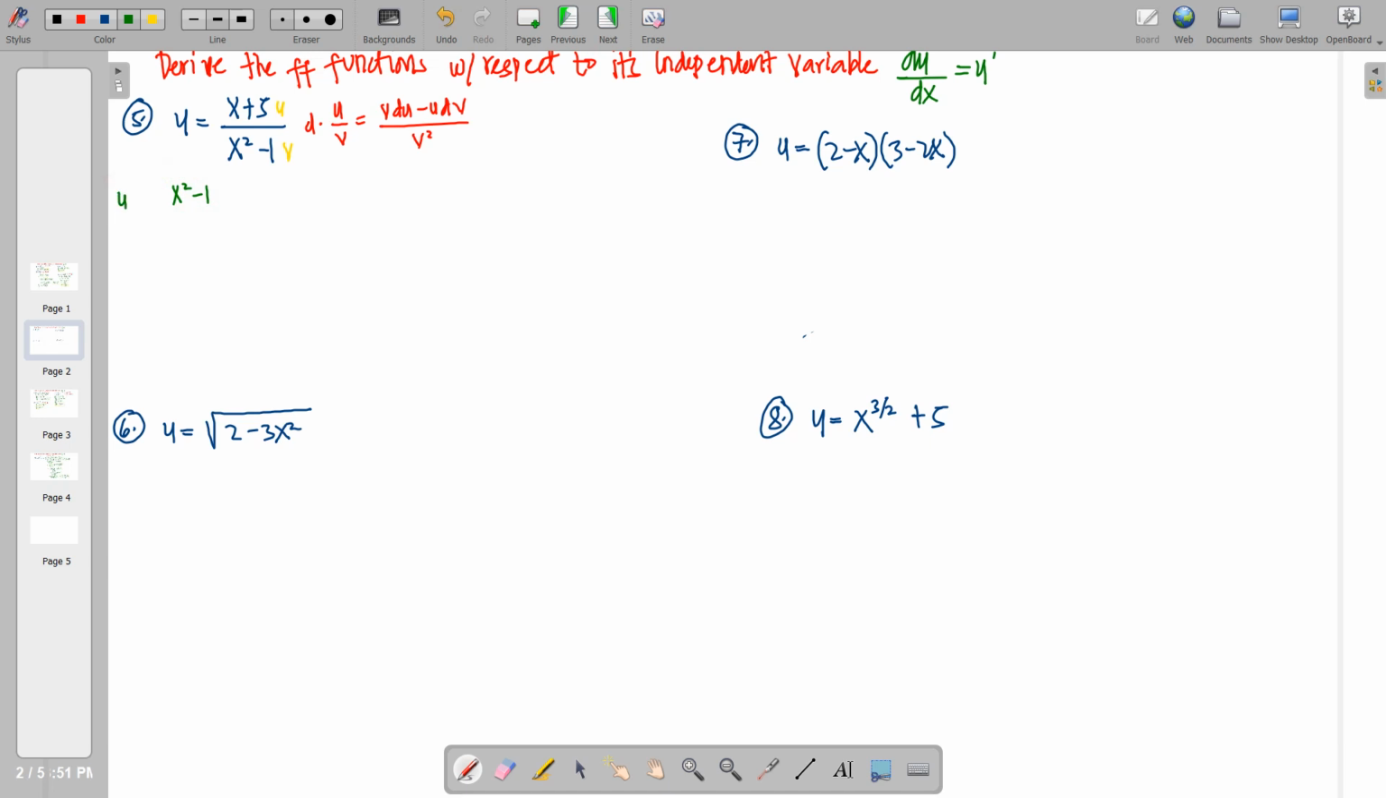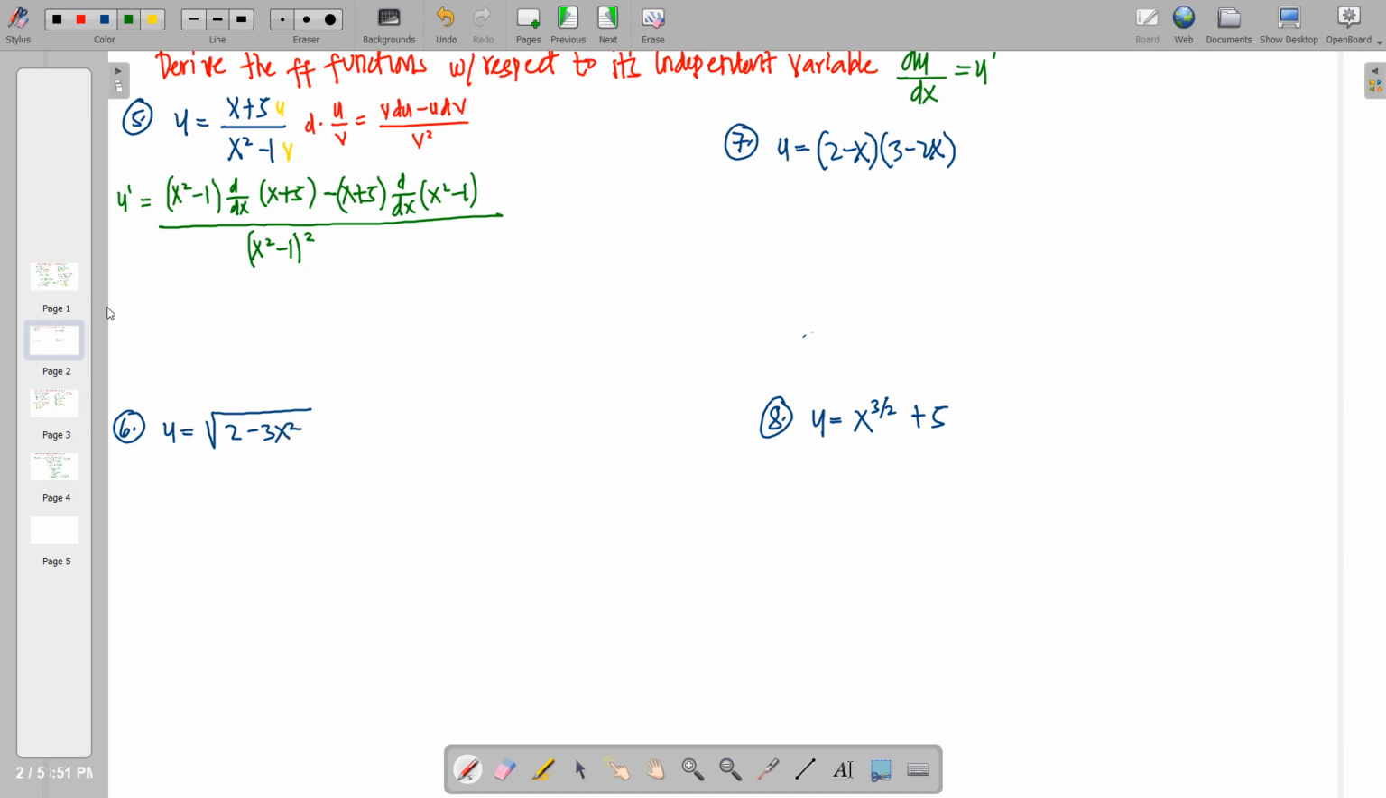By the way, this is y prime. Times the derivative of u, x plus 5, minus copy u, derivative of v, x squared minus 1, then divided by x squared minus 1. Of course, this is squared.